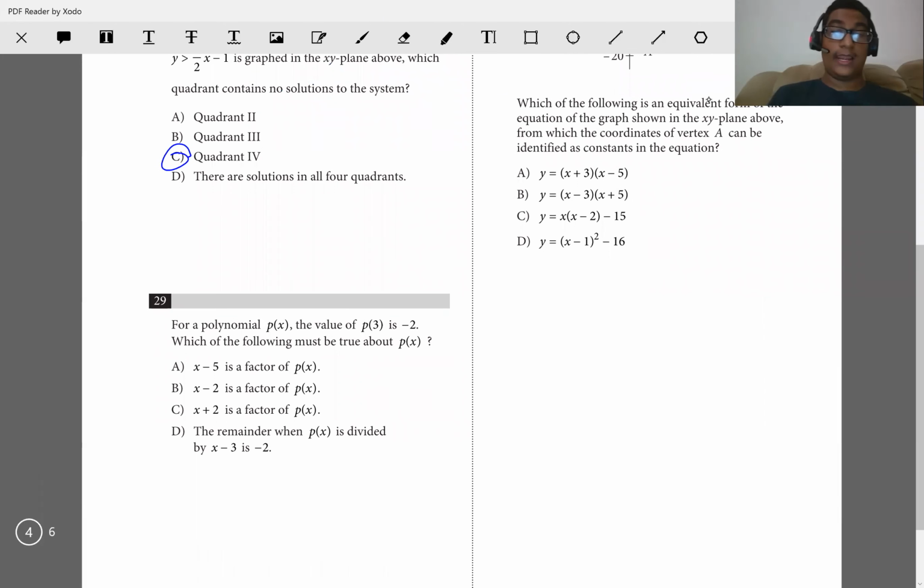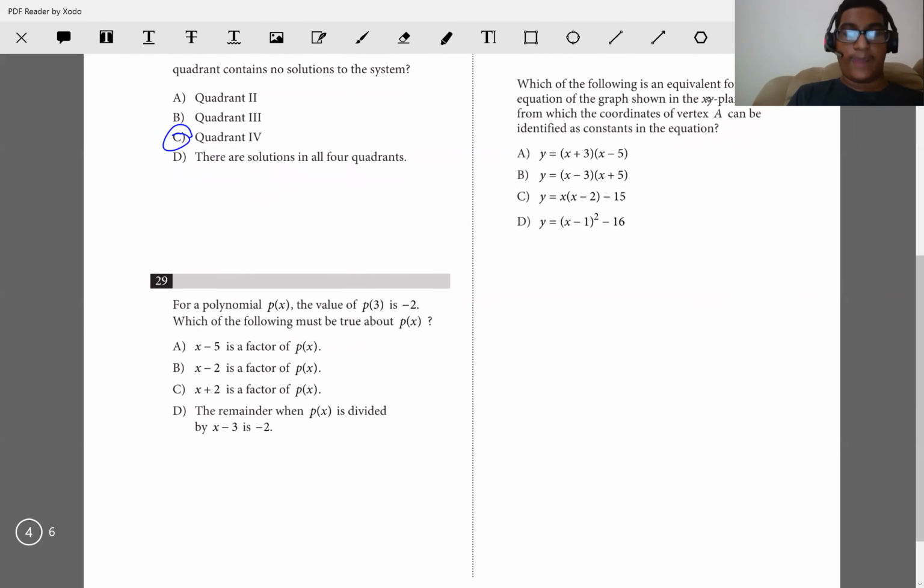Now for number 29. For polynomial p(x), the value of p(3) is equal to -2. Which of the following must be true about p(x)? So here, nothing about this question tells you about factors, because it's not p of 0, or like it's not p of something equals 0. So right off the bat, you can just cross out A, B, C, and you can tell from intuition that the answer is D. But just to be sure, let's talk about the remainder theorem.